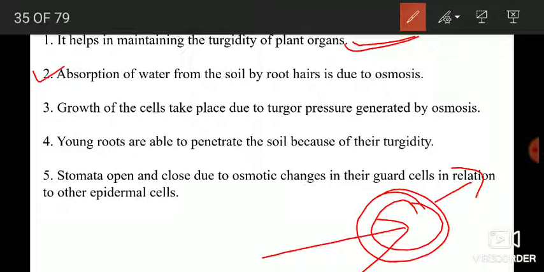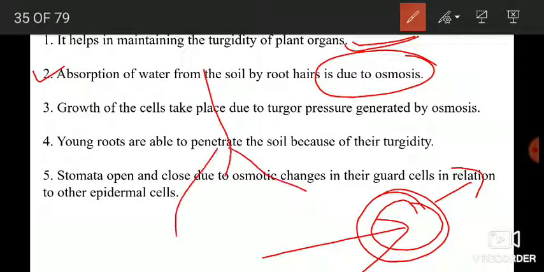Second thing is the absorption of water from the soil by root hairs is due to osmosis. The root hairs absorb water from soil because of the phenomenon of osmosis. Here there is a dilute solution, and here there is a concentrated solution, and water always moves from dilute solution to concentrated solution.